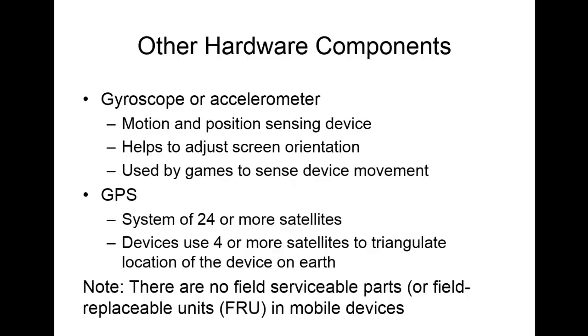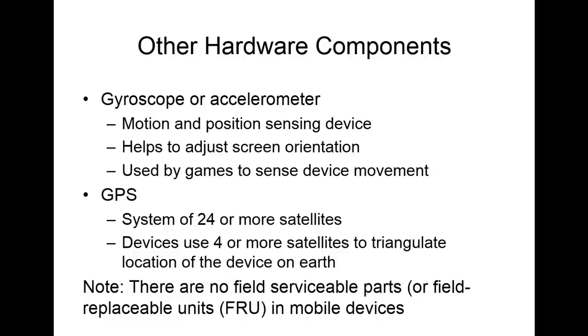Briefly talk about a couple other components here. The gyroscope or accelerometer. This is a great addition to the phones. This allows for motion and position sensing to happen. So like if you've ever played a game on a smartphone and you're using it like a steering wheel, that's because of the accelerometer in there.